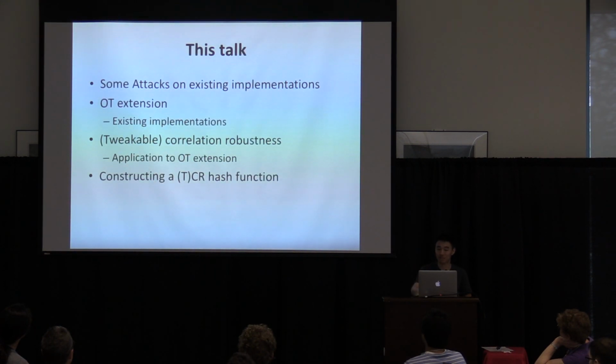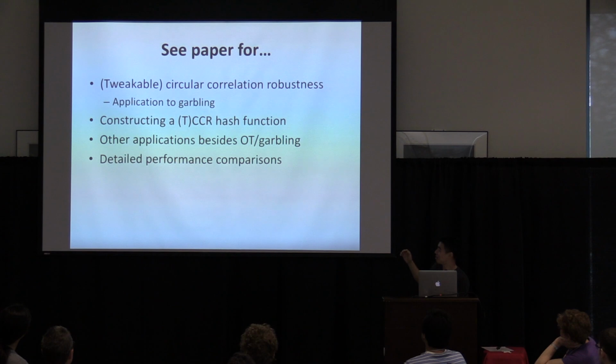Because of the time limit, I will mention some of the attacks and the part for OT extensions and some hash functions. I will ignore the other parts related to garbling, circular correlation robustness, and other applications beyond garbling and OT.